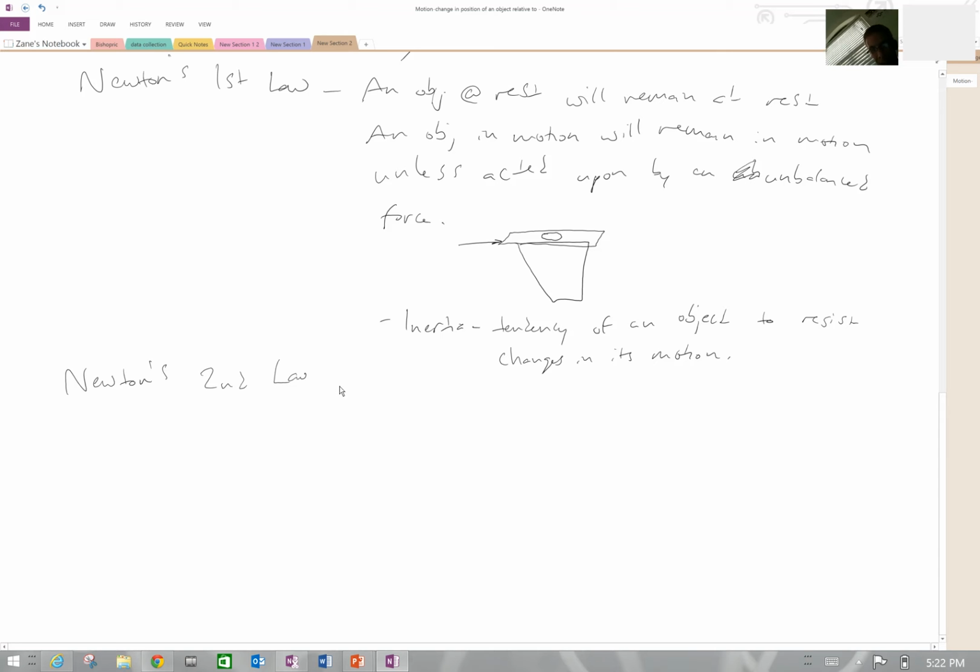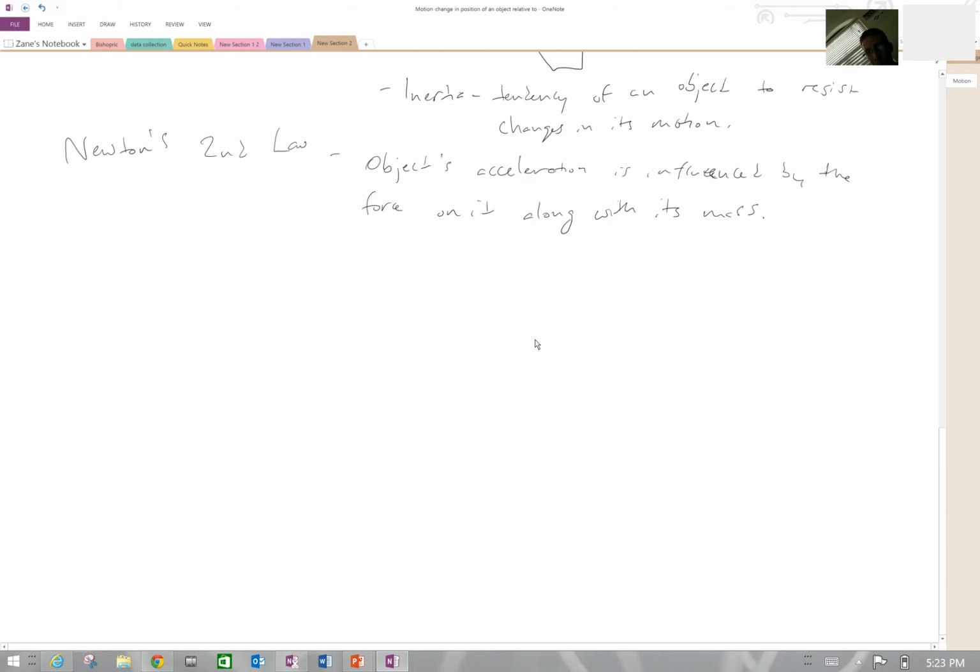Okay, Newton's second law. Newton basically said that an object's acceleration is influenced by the force on it along with its mass. Okay? And he used an equation to describe this. The equation looks like this. Force is equal to mass times acceleration.